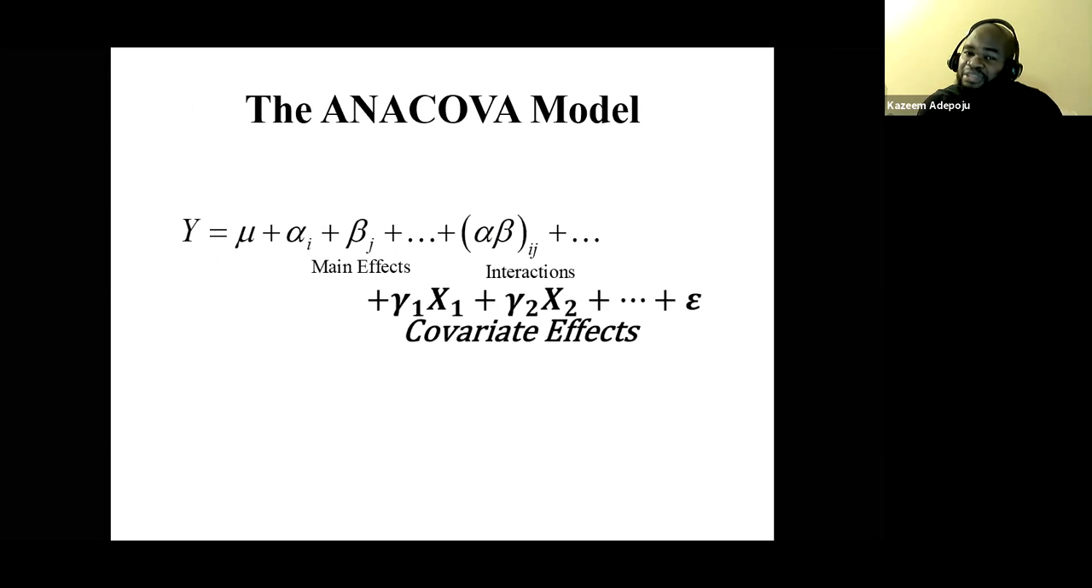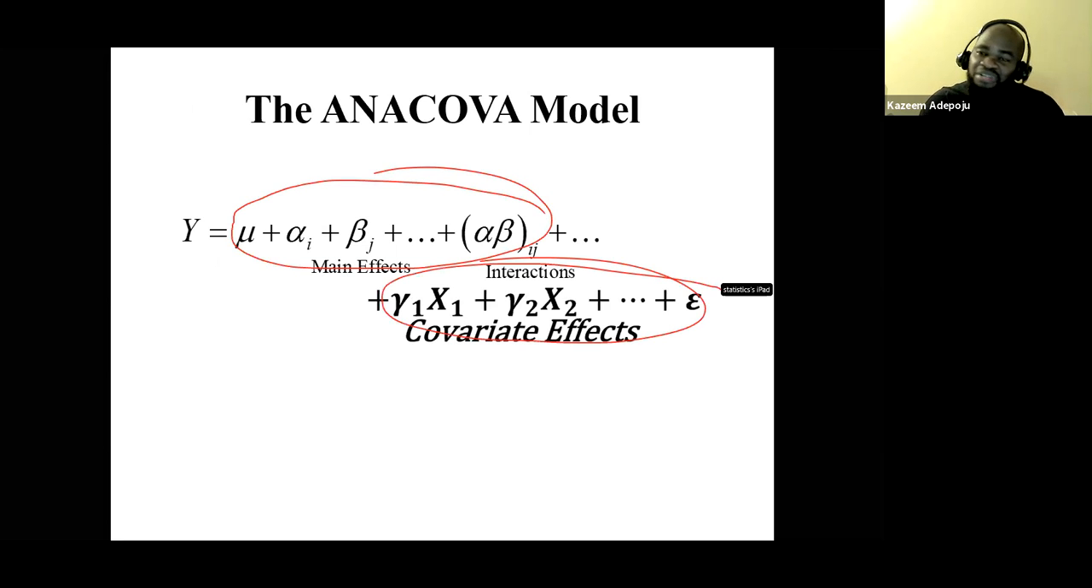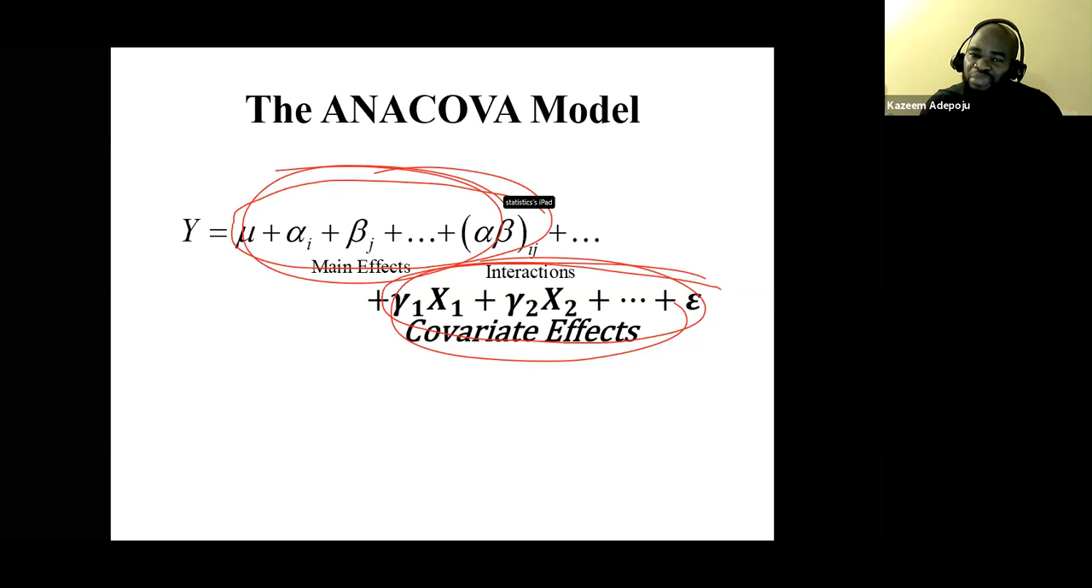Now, this is the analysis of covariance. What are we doing here? We are combining analysis of variance model with the regression model. This is a regression model. This is analysis of variance model. They are combined in the same model. This is analysis of covariance model. Can you see that now? You can see that now?